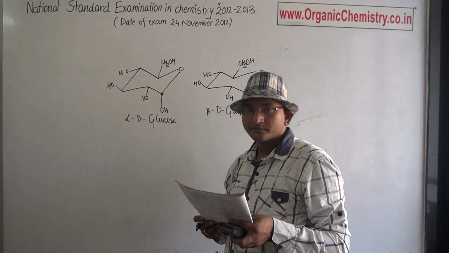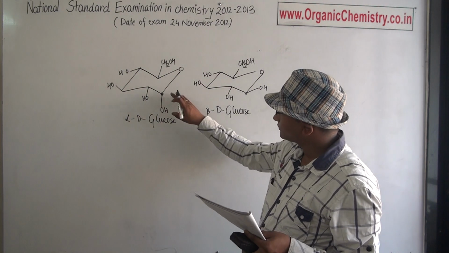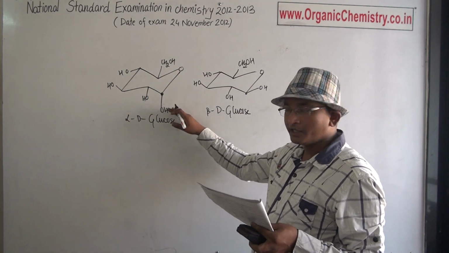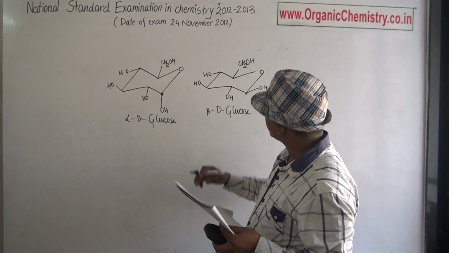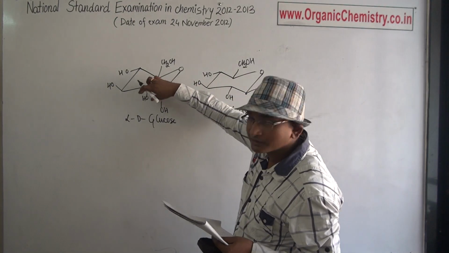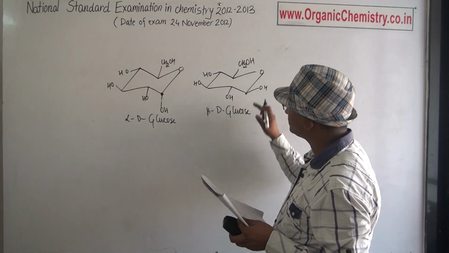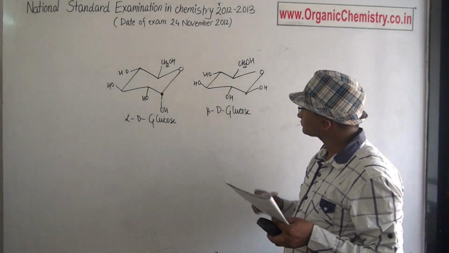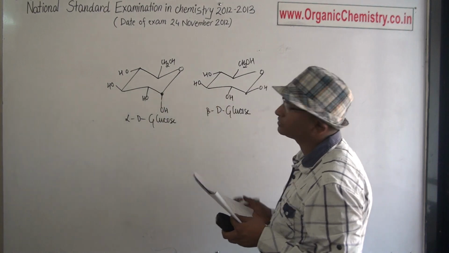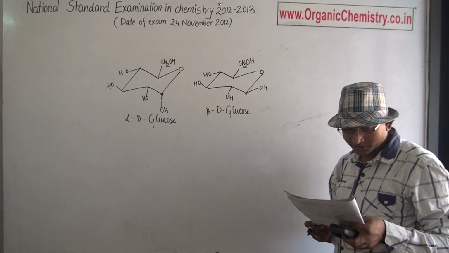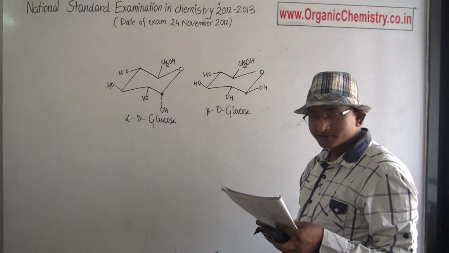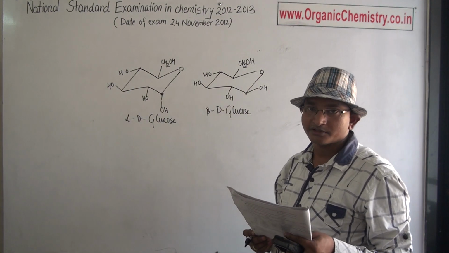Second, enantiomers, as one OH is downside and this OH is upside. Therefore, you can think of this one as cis and this one as trans. So, these have a diastereomeric relationship, not an enantiomeric relationship. Third, anomers, and last is the epimers.